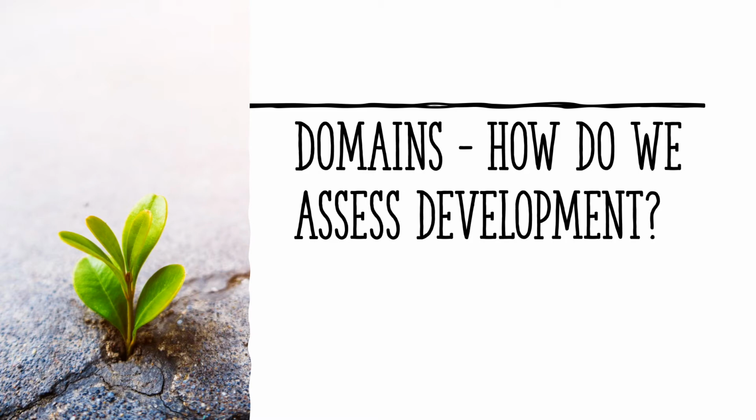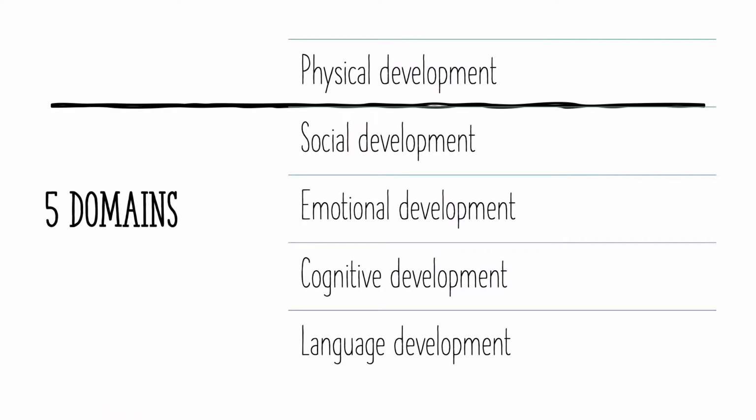So if we have a think about our domains, how do we assess development? Because it's very easy to assess achievement, but we have to think about how in early childhood we have development versus achievement versus what we actually can always see and define in some way.